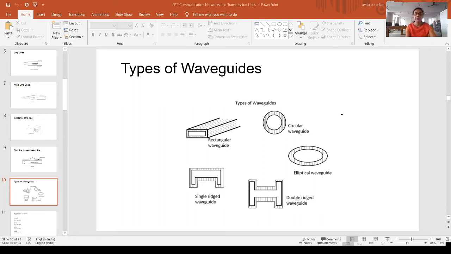As we know, in the coaxial cable there are two conducting surfaces, one is the outer layer and one is the inner conductor. So in this waveguide there is no central conductor.